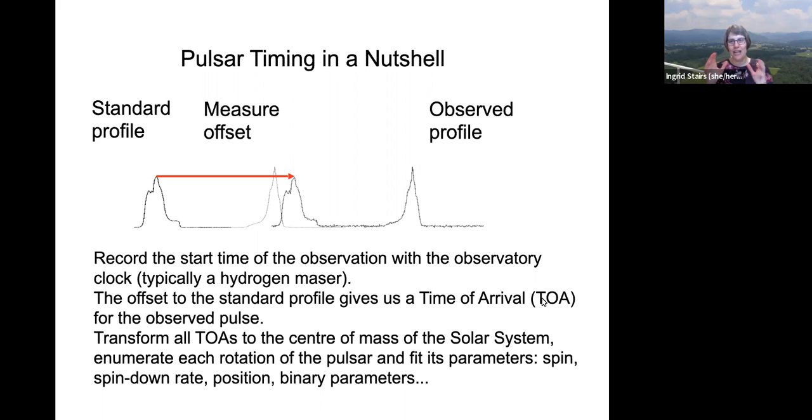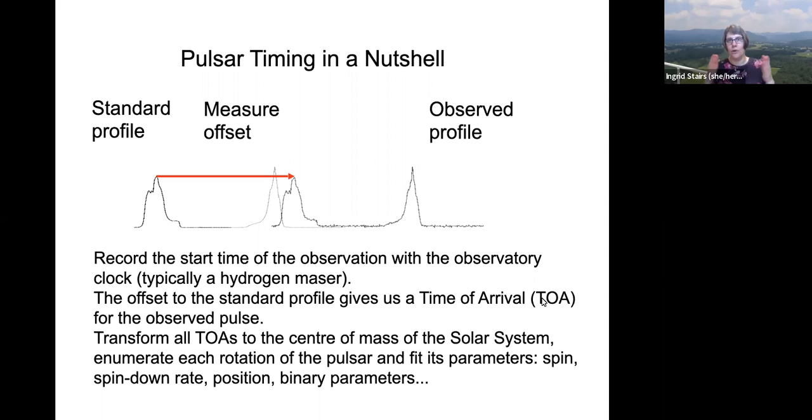We have to transform all of them from the frame of reference of the telescope to the solar system barycenter. And then we do the trick where we actually assign a rotation number to each and every time of arrival that we have. So this is developing what we call a phase connected solution, or a phase coherent solution. And this allows us to have zero uncertainty in the rotation number that we're dealing with.